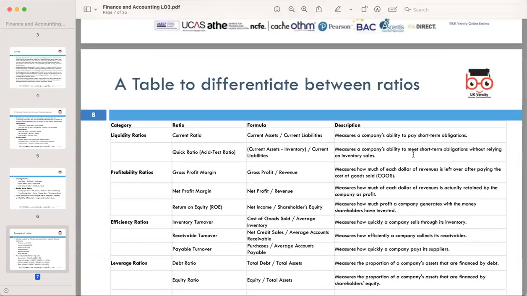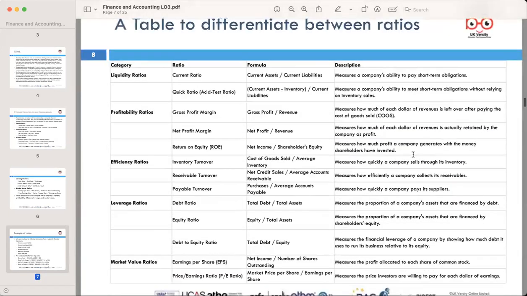So here is the difference between the ratios. I've already explained what the differences are and what the different ratios are.